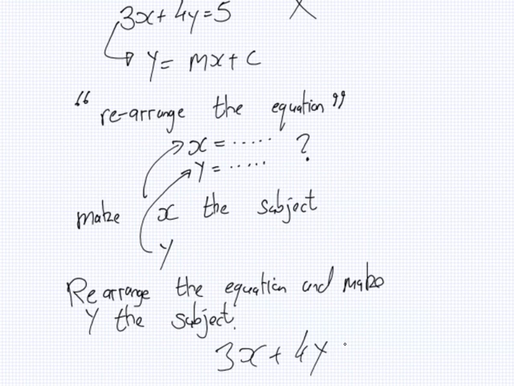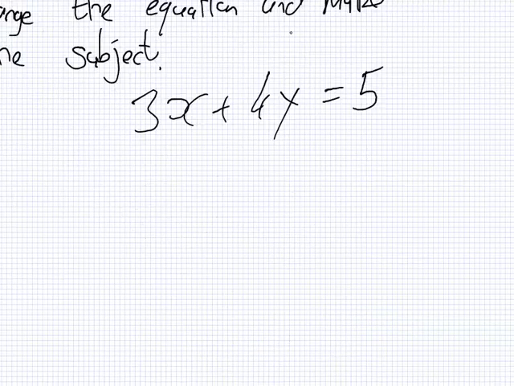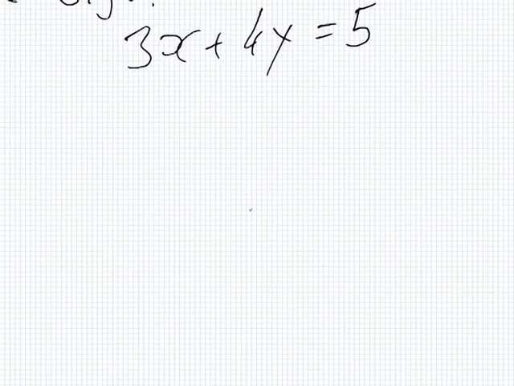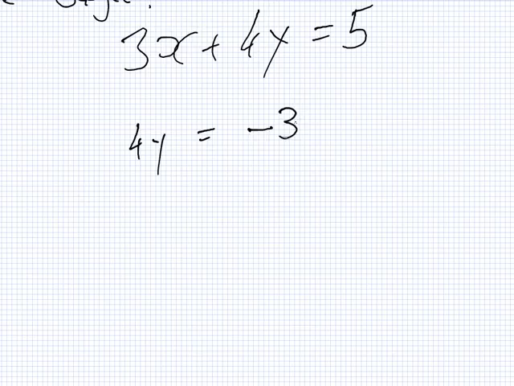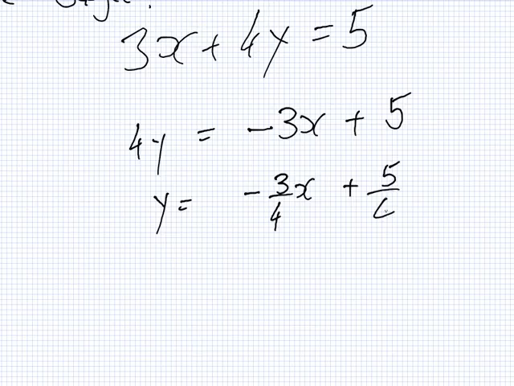What should I do first if I want y to be the subject? What should I do first? Remove the 3x to the other side. Yeah, and what happens? And it will be 5 minus 3. Yeah. And then next? Then divide by 4. Divide by 4. So now I got y equals minus 3 over 4 plus 5 over 4.